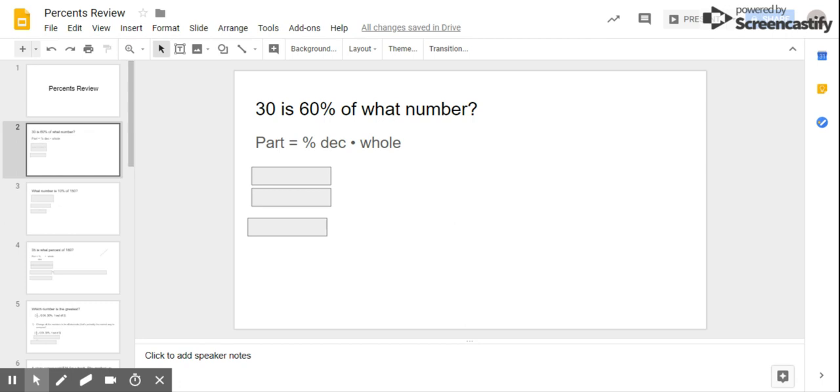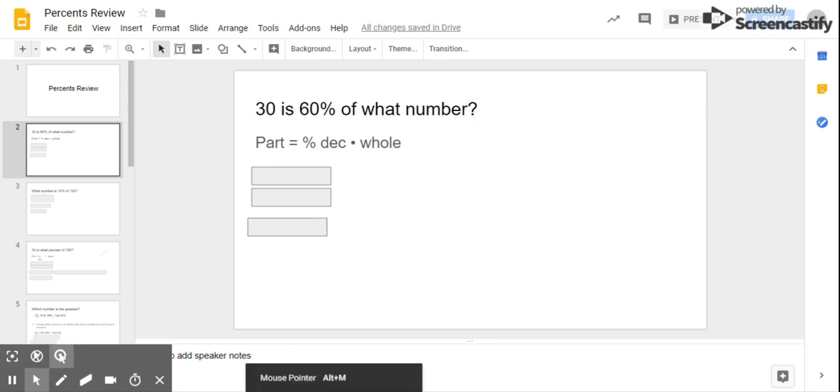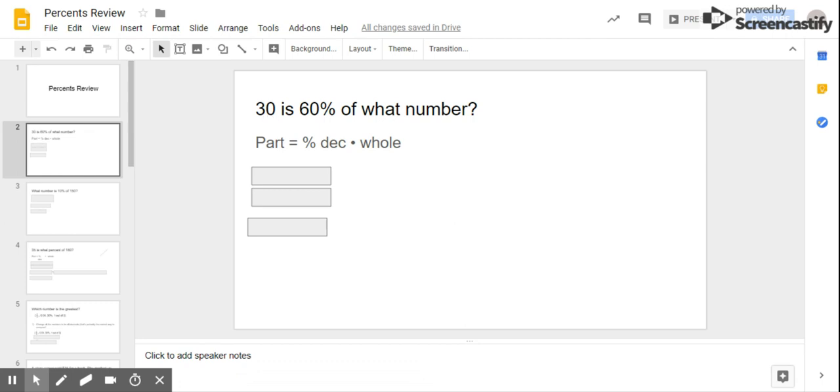Now you need to decide what is your part and what is your whole. The easiest way to figure this out is to look to see, okay, does 30 represent 60% or does 30 represent 100%? In this case, 30 is 60%, so 30 is only 60%. All right, so let's say there were a certain number of kids in the room, okay, and 60% of them were wearing blue shirts. That means that 30 of those kids will be wearing blue shirts. 30 is 60%. Your job is to figure out how many kids were in the room, or the total number.